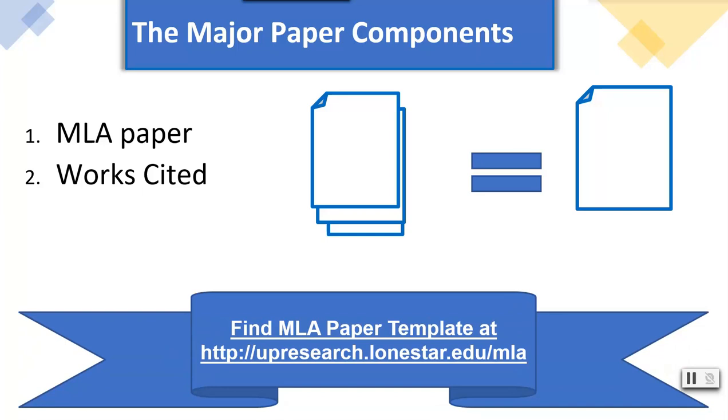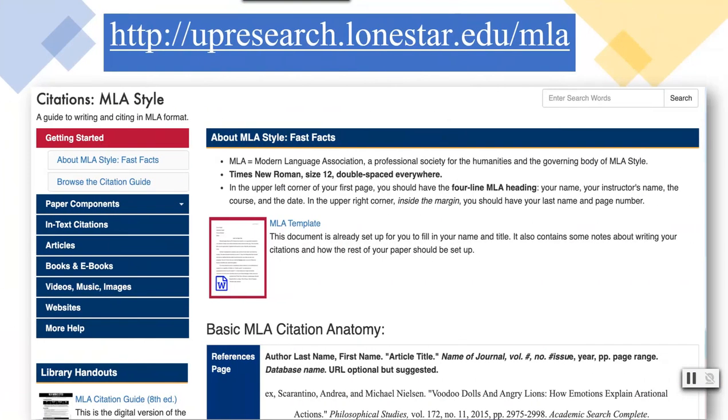We do have an MLA paper template that is programmed to have the right header placement, the right page numbers in the upper right-hand corner, the margins, the spacing, the font, and so forth. And that last page is the works cited page programmed with that hanging indent in between each one of your citations. You'll find that paper template at the address shown here, and there's a preview on the next slide. You can see the URL one more time so that you can grab that.